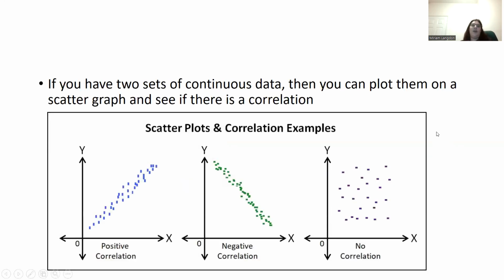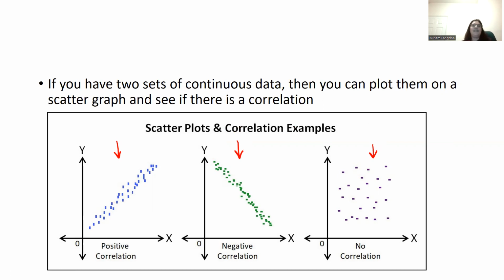So, for example, if I have 2 sets of continuous data and I plot a scatter graph, you can see straight away about correlation. So you can see straight away that the one on the right-hand side over here, there's no correlation at all. Don't really need to do a statistical test. We can see that for certain. The one over here on the left-hand side has got a positive correlation. And the one in the middle has got a negative correlation.